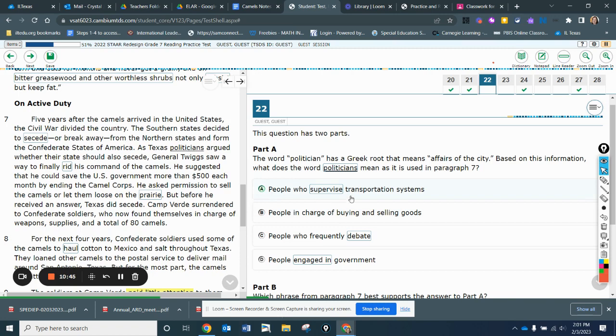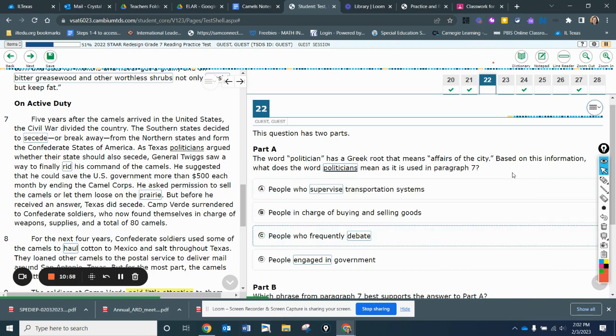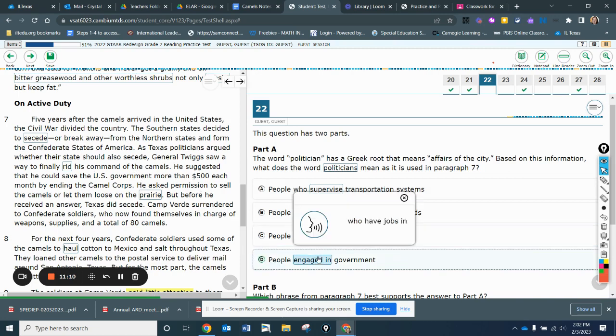So, A, people who supervise transportation systems, that's silly, it has nothing to do with it. B, people in charge of buying and selling goods, no. C, people who frequently debate, that's the tricky one. They have discussions and arguments, and you could actually accidentally take that one because they were arguing. But if you use your dictionary and check your answer, you won't get that one. You'll know that it's people engaged in government who have jobs in government. So that one's easy when you back it up with a dictionary.